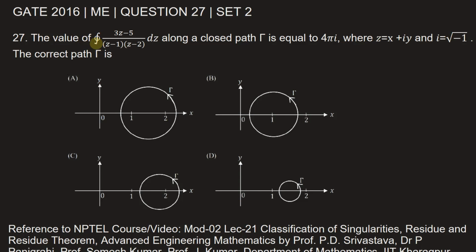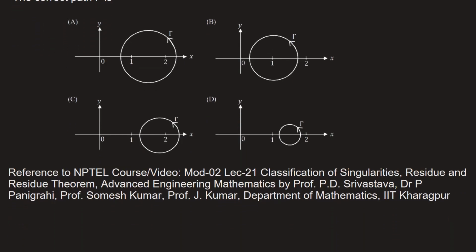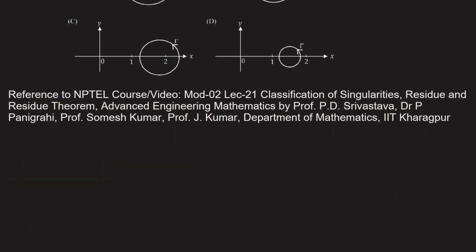The value of the closed integral of (3z minus 5) divided by (z minus 1)(z minus 2) dz along a closed path gamma is equal to 4 pi iota, where z is equal to x plus iota y. The correct path gamma is... To solve this problem, we need to use the concept of Cauchy's integral formula and Cauchy's residue theorem.